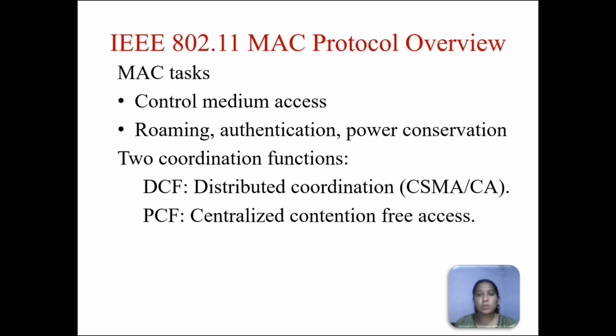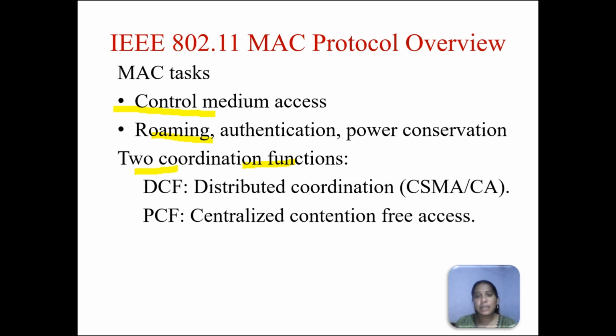The IEEE 802.11 MAC layer is responsible for controlling how devices access the shared wireless medium. The main tasks of the MAC layer include medium access control, which decides when a device can transmit data without collision. The second one is roaming, which allows users to move seamlessly between access points. The third one is authentication, which verifies the identity of devices to ensure secure communication.